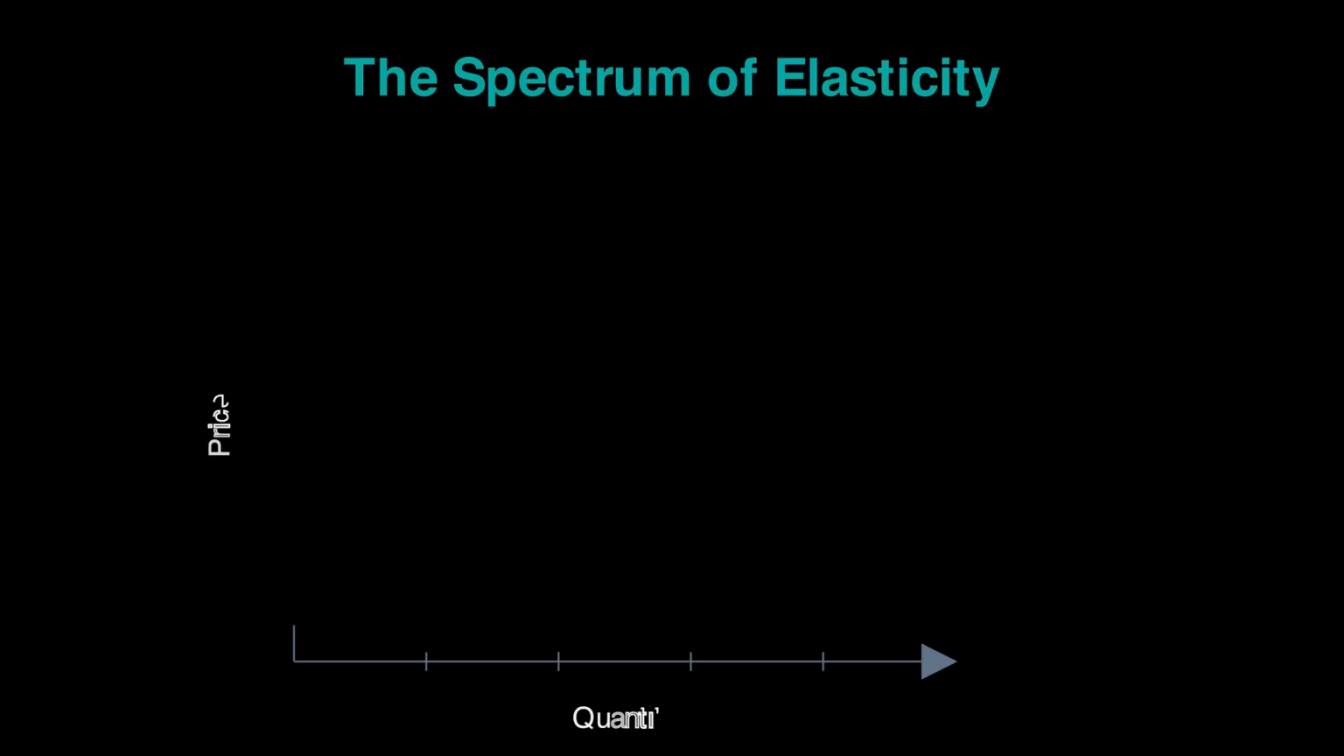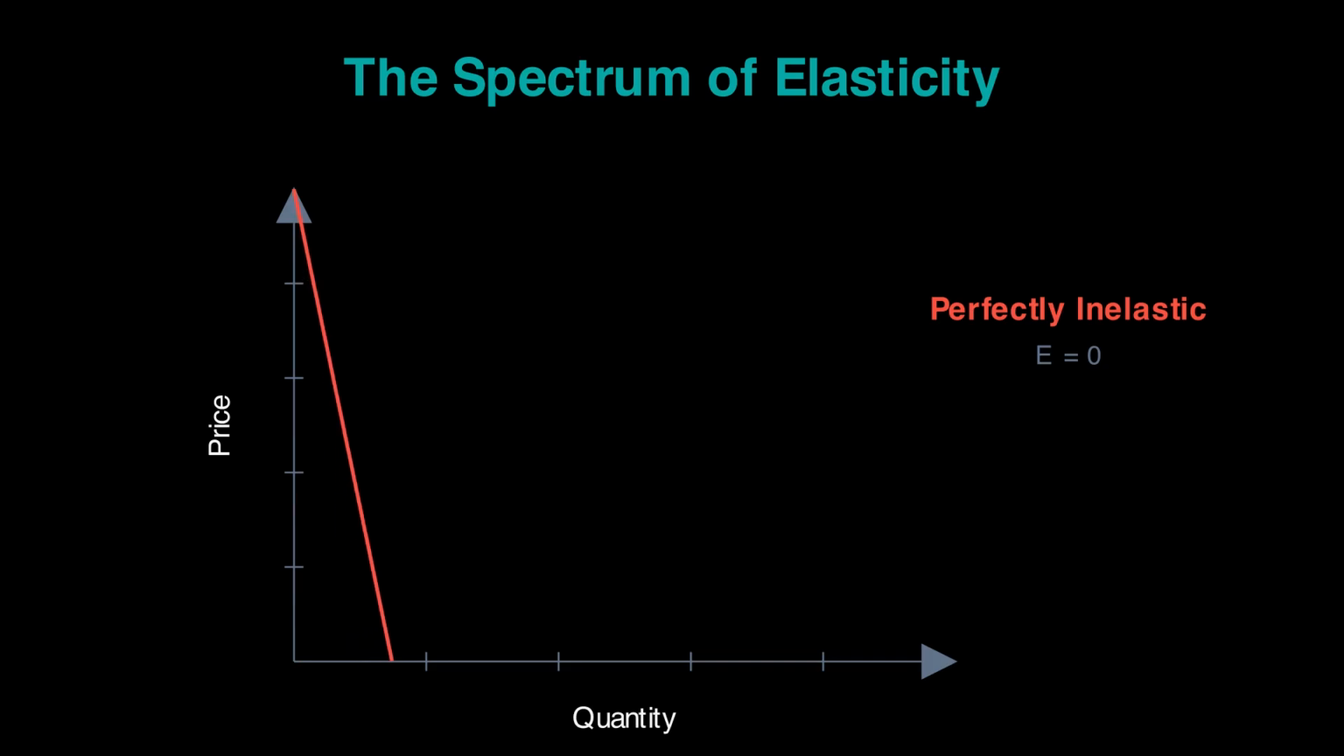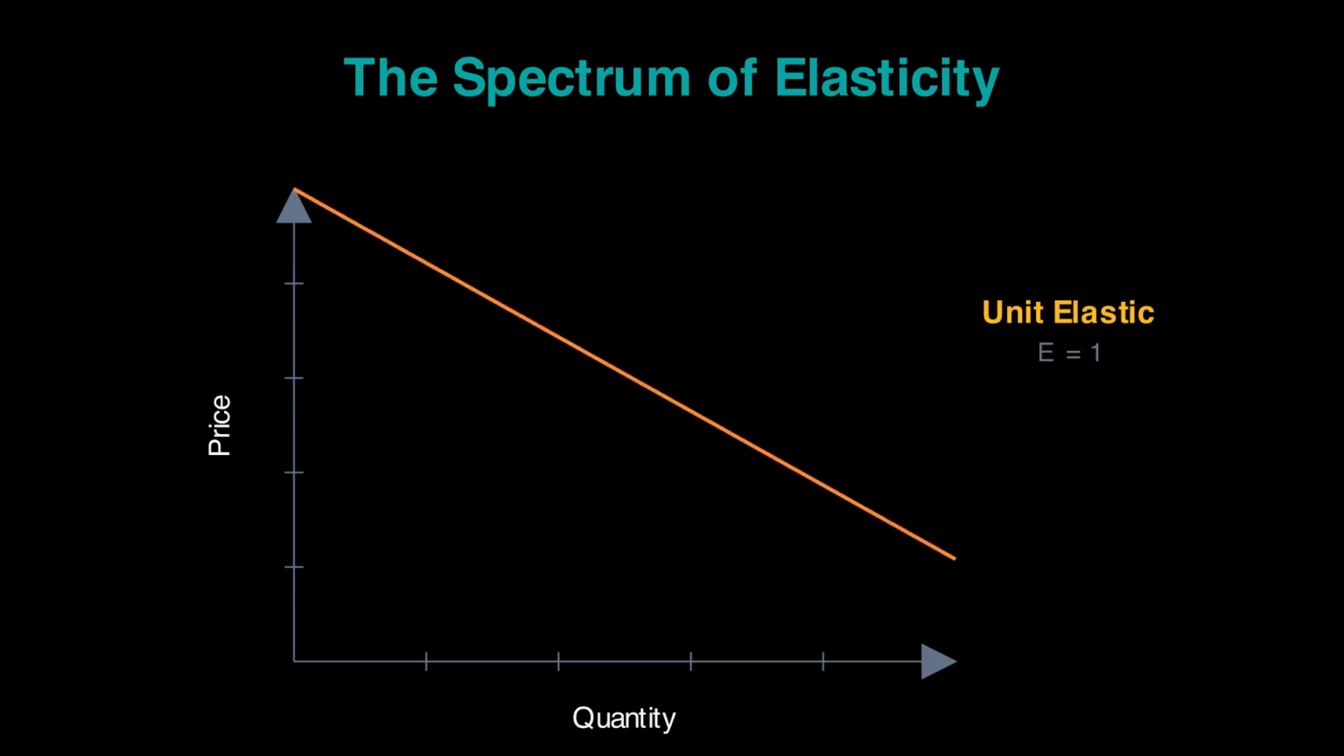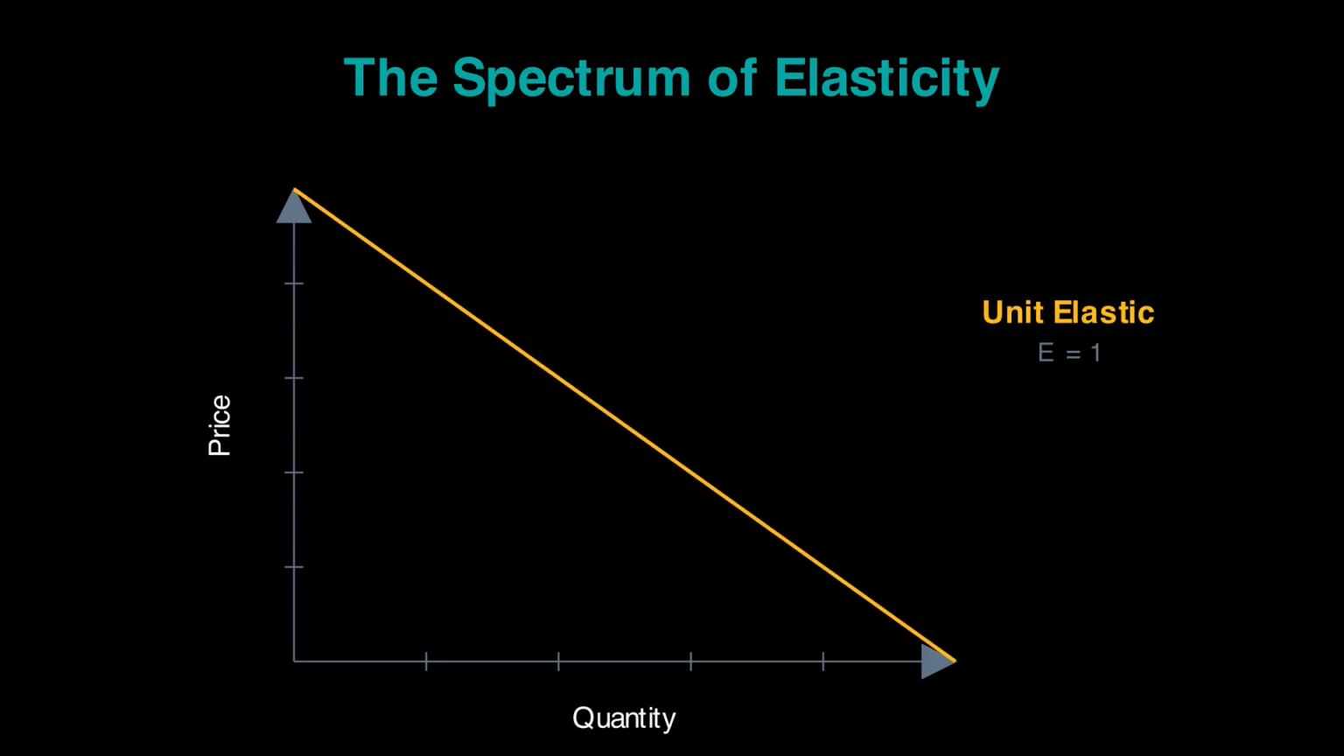Elasticity is a spectrum. On one extreme, we have perfectly inelastic, a vertical line. This means you would pay any price to get the good. Think of life-saving insulin. As the curve tilts, we hit inelastic demand. The curve is steep. A massive price hike causes only a tiny drop in sales. Gasoline is a classic example.